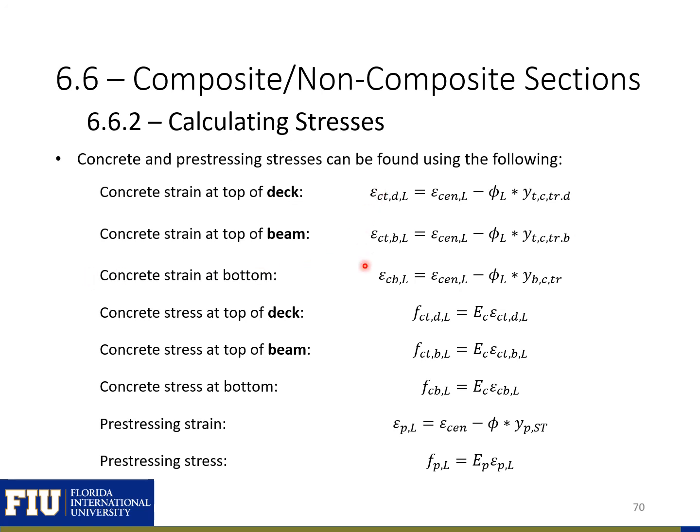And then we can use these strains times the modulus of our concrete to find the stress at the same levels. And then we can also find the strain and the stress in our pre-stressing. Here for our composite section, we're finding our stresses due to the live loads. So we've already included the pre-stressing effects in with our sustained loads on our non-composite section. So we don't need to include the locked-in strain differential here. So this is similar to what we did for just our non-composite section earlier in the lecture.